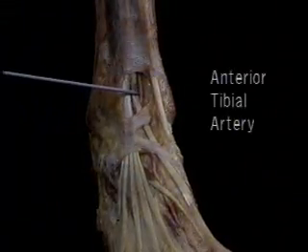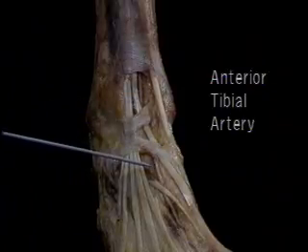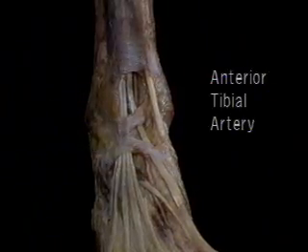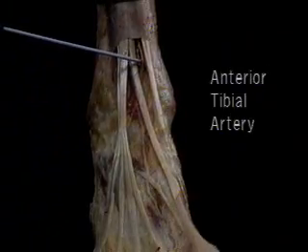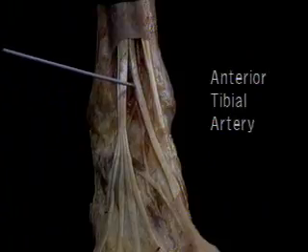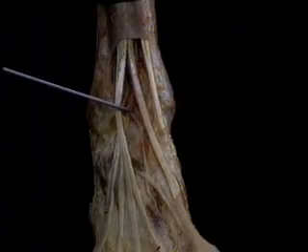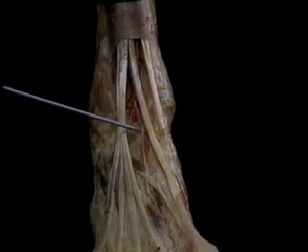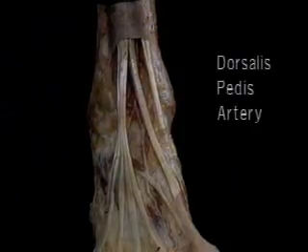Here's the anterior tibial artery at the ankle, passing beneath the extensor retinaculum. We'll remove the retinaculum. As it passes in front of the ankle, the anterior tibial artery crosses beneath extensor hallucis longus, emerging lateral to it. It gives off branches to the tarsal region, then continues on to the dorsum of the foot. Beyond this point, it's known as the dorsalis pedis artery.